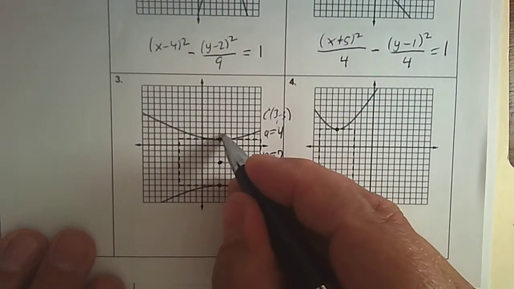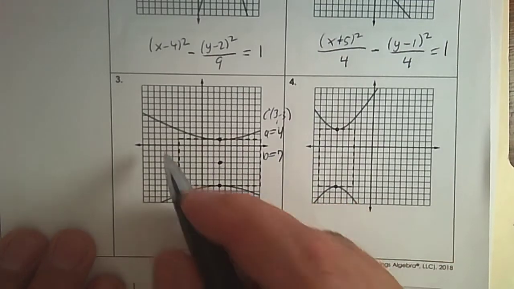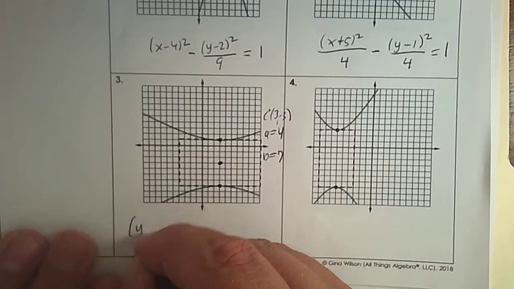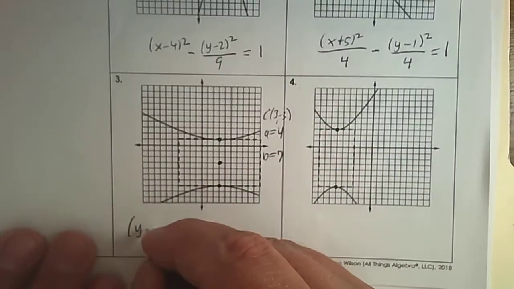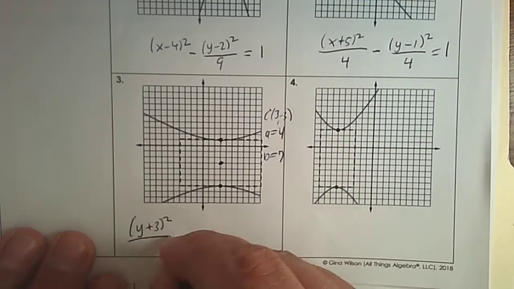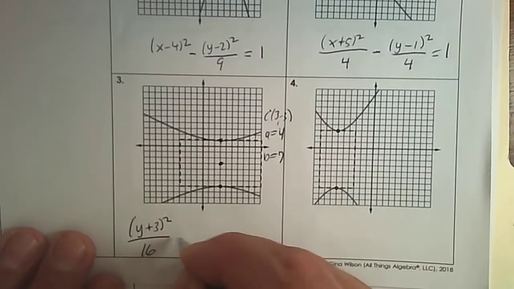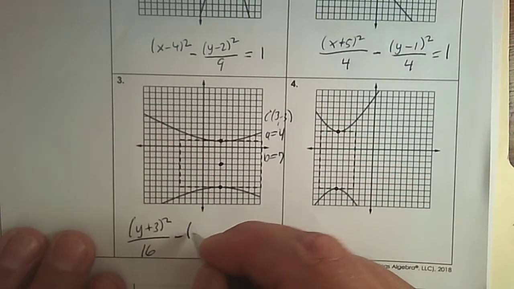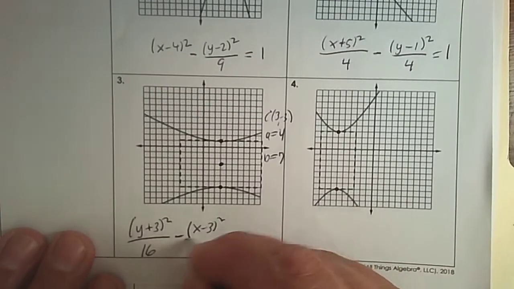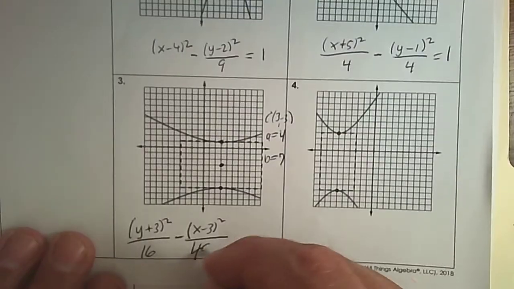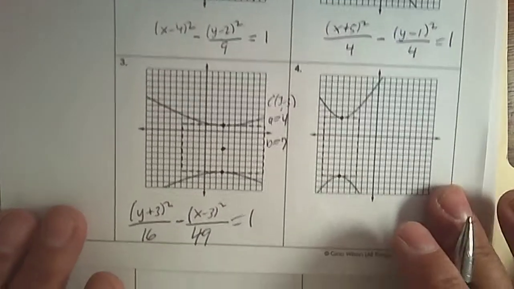And now put it all together. So remember, y is going to come first. That's because it's vertical. So it's y, and it's +3 when you change the sign. And then the a squared, and it's 16. X, it's x subtract 3. Square the 7, that's 49, and that's equal to 1. Excellent job.